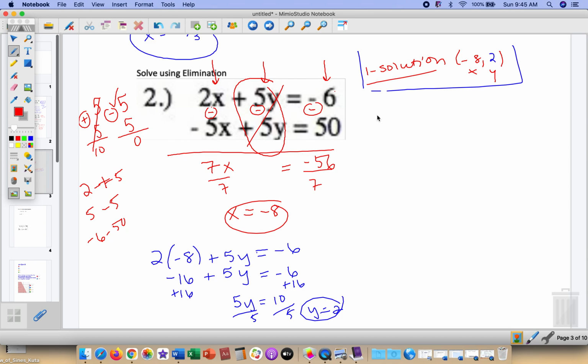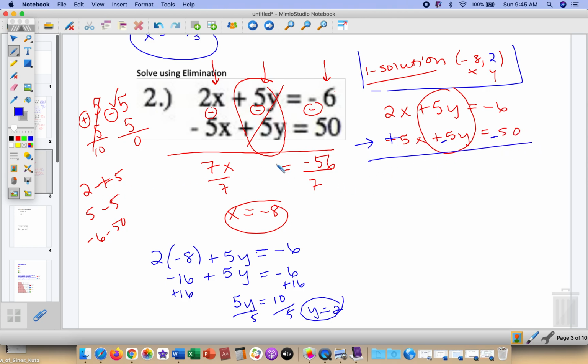Now, let's say you wanted to add. I could have 2x plus 5y equals negative 6. On bottom, I have negative 5x plus 5y equals 50. So if you say to yourself, I want the y's to cancel, okay, I need to subtract. Well, if you want to add, you can go across the whole bottom row, and go across either actually, and change all the signs. So if you see negative, you change to a positive. You change the positive 5y to negative. You change positive 50 to negative. So you go across the bottom and change the signs.